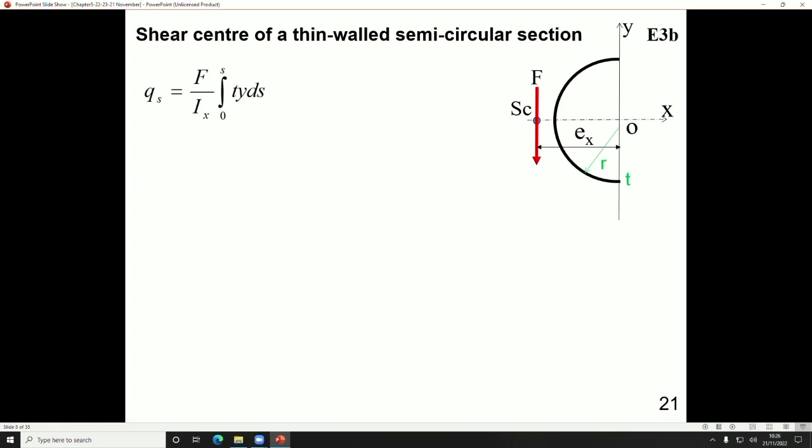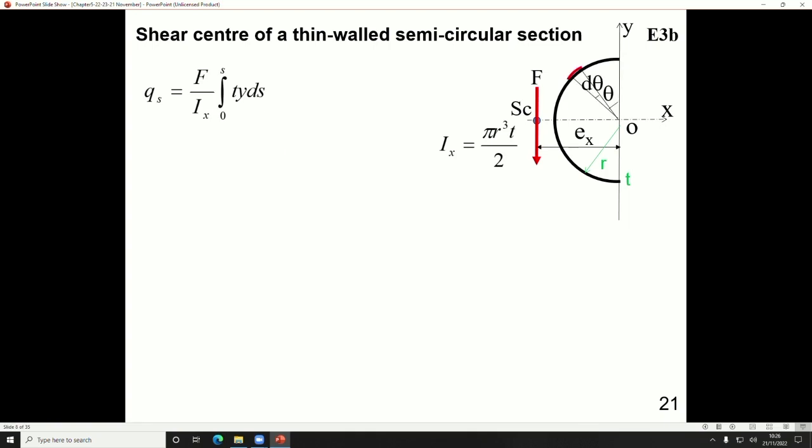t is constant, so it can be removed from the integral. y is a Cartesian coordinate, and s is a curvilinear coordinate. The section is semicircular, so the best option is to convert both of them to polar coordinates. If you remember in chapter 3, we found the position of the centroid of this section and also its second moment of area. For a semicircular section with a uniform thickness, we have pi r cubed t over 2 as its Ix. So Ix is done, t is constant, and y and s can be converted to polar coordinates.